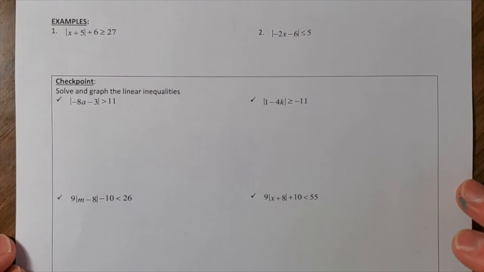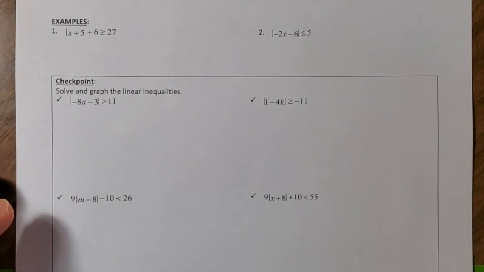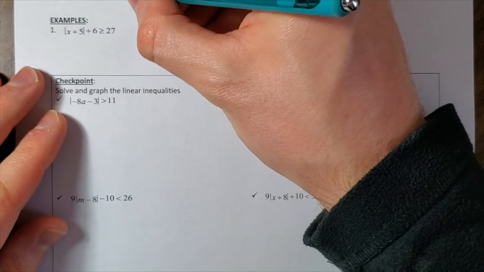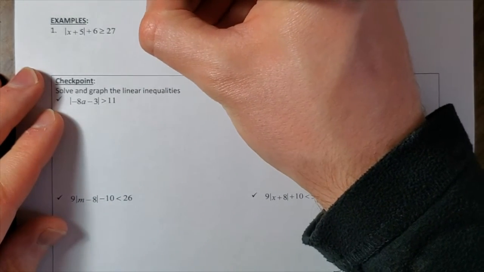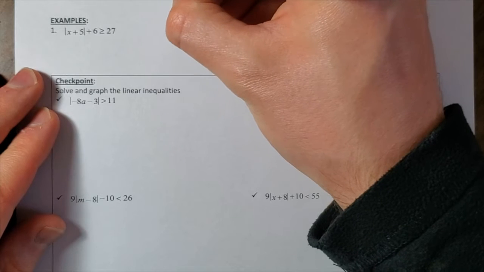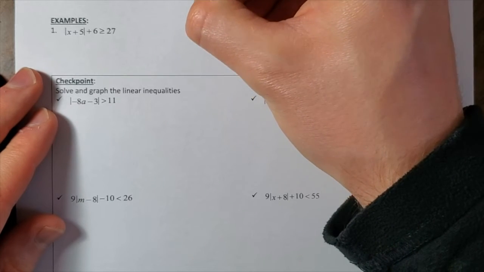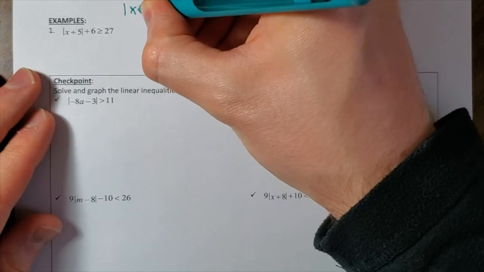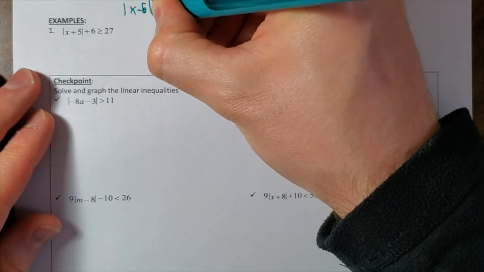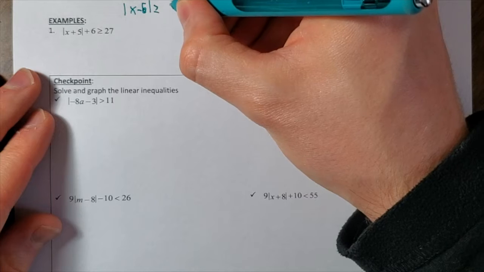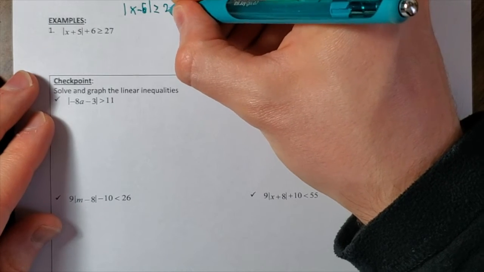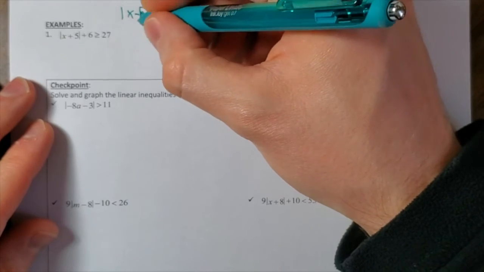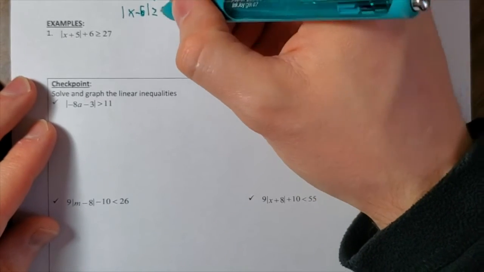Let's move on to one last page of examples where we're examining some absolute value inequalities. So with number 1, we're starting out with absolute value inequalities. We want to make sure we isolate the absolute value in order to further solve our inequality. To do that with this first one, let's just subtract 6 from both sides. And that's going to give us |x + 5| is greater than or equal to 21. So now we have just our absolute value bars compared with our inequality.